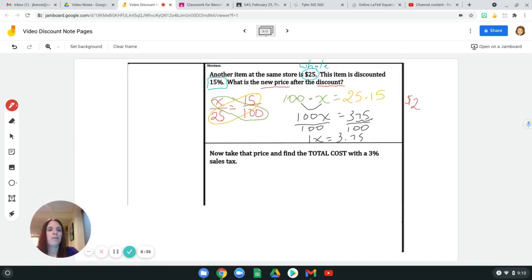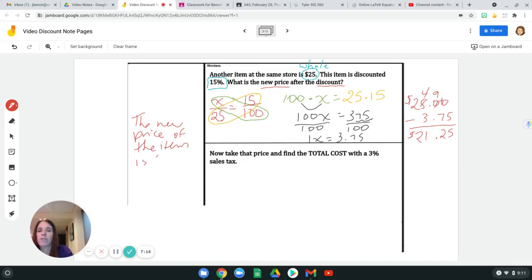Okay, so $25 minus $3.75. Write this out. We want to see you doing your decimal math because we want to see, can you do that decimal math? Make sure you remember how to do that decimal math. Borrow, groups of 10. Here we go. 5, 2, that's a quarter. Okay. So the new price of the item is $21.25.